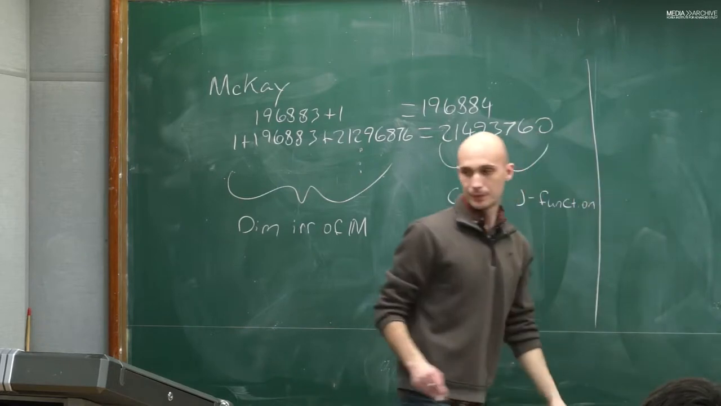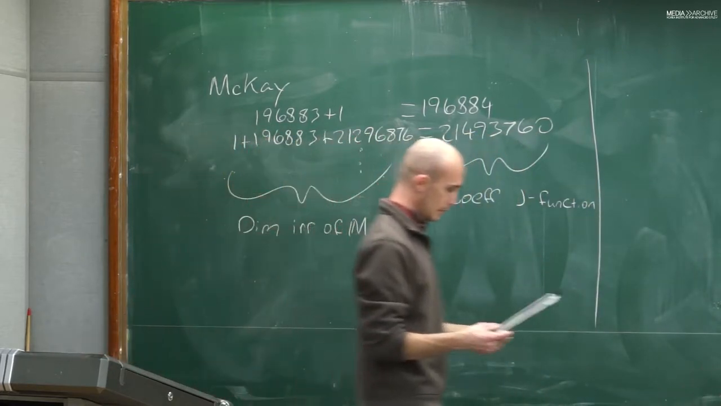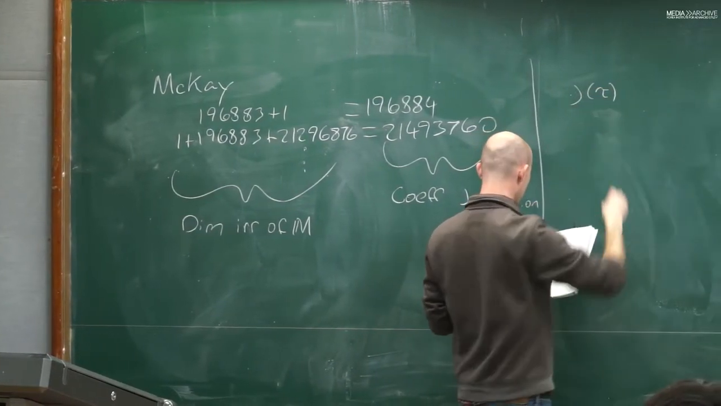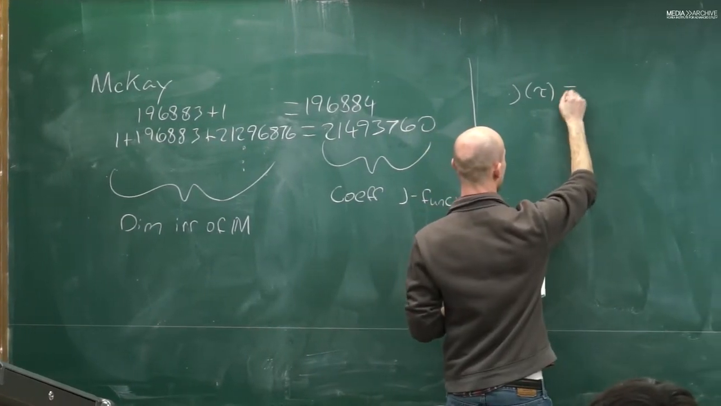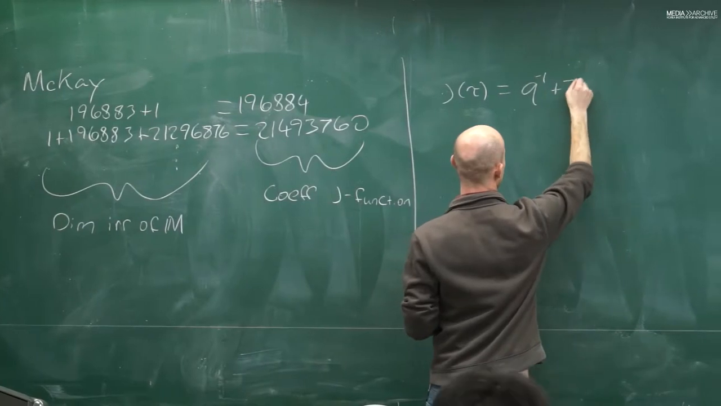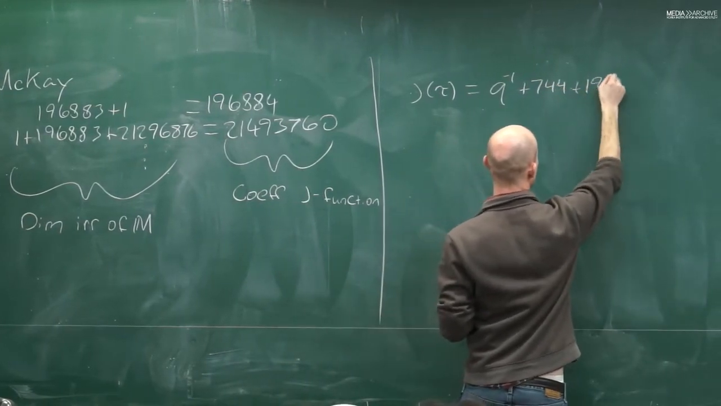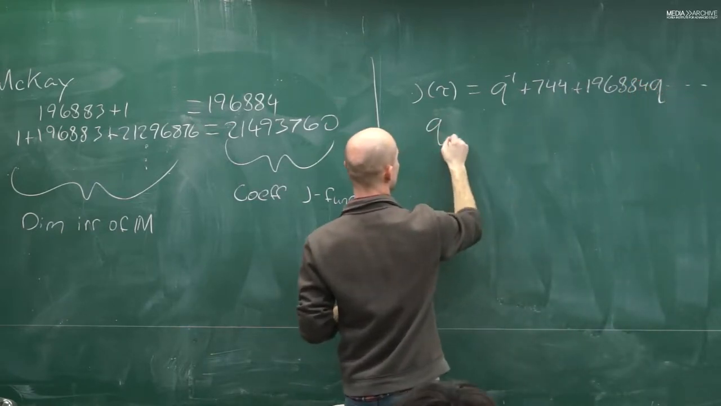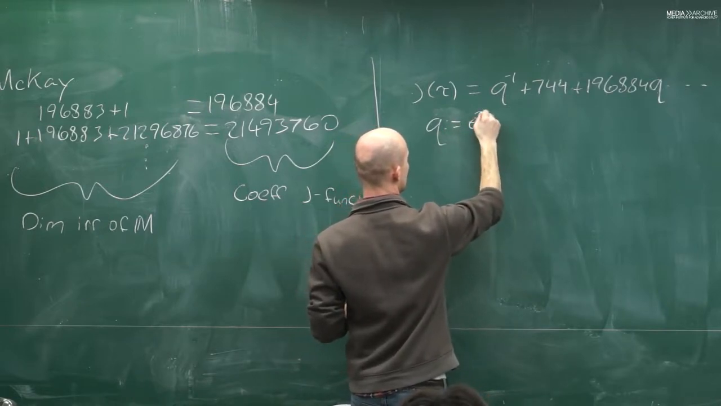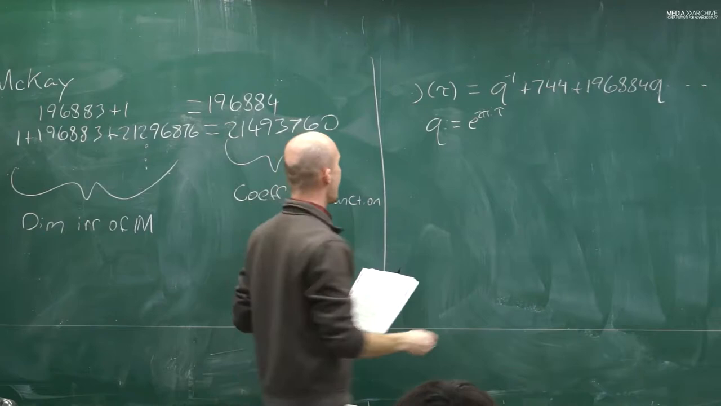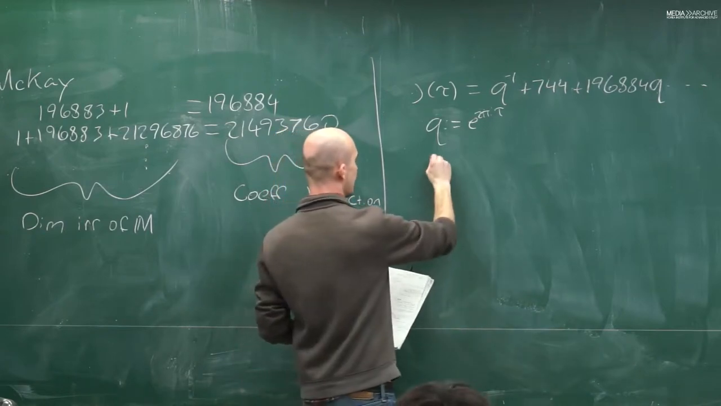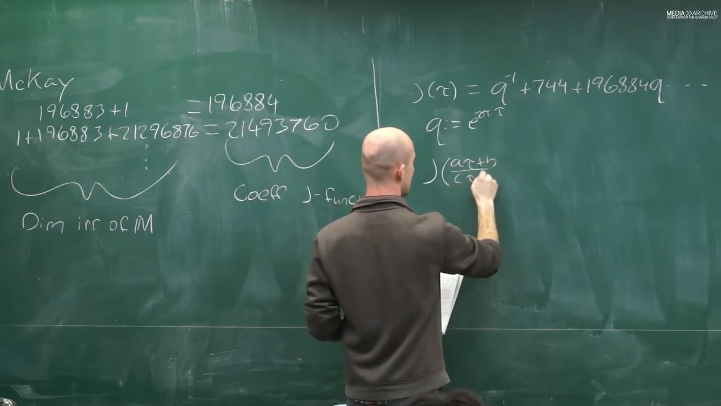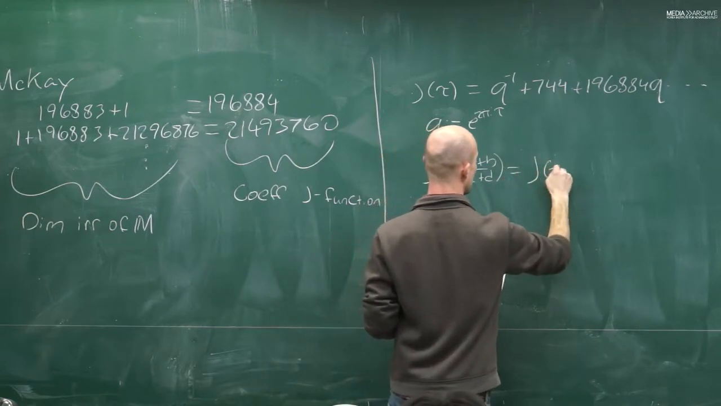So the J function, maybe we'll speak a little bit more about this later, but the J function, J of tau, has a Fourier expansion given by q to the minus 1 plus 744 plus 196884 q, etc. Here q is equal to e to the 2 pi i tau. Okay, and J is a modular function. It satisfies a very nice transformation property. J of (a tau plus b) over (c tau plus d) is equal to J of tau.